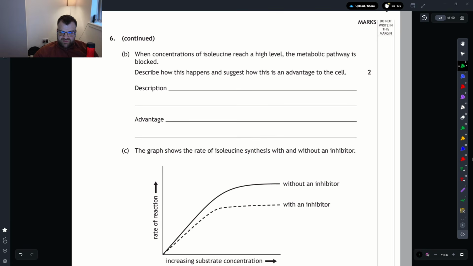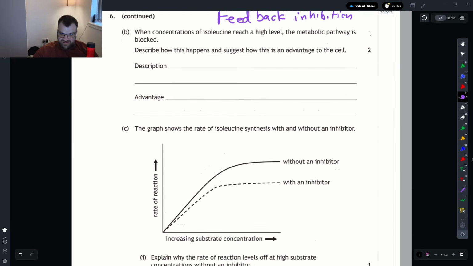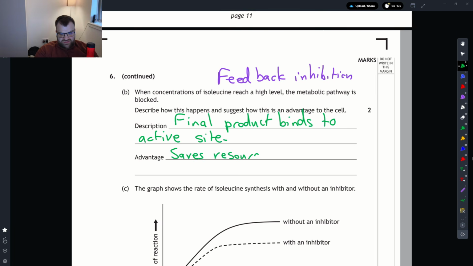Shuffling on, we're now talking about the pathway being blocked. So this is leading me to think about feedback inhibition. Now, is I seen the final product? Yes, it is in the pathway. So our final product binds to the active site. That's going to save resources and energy.